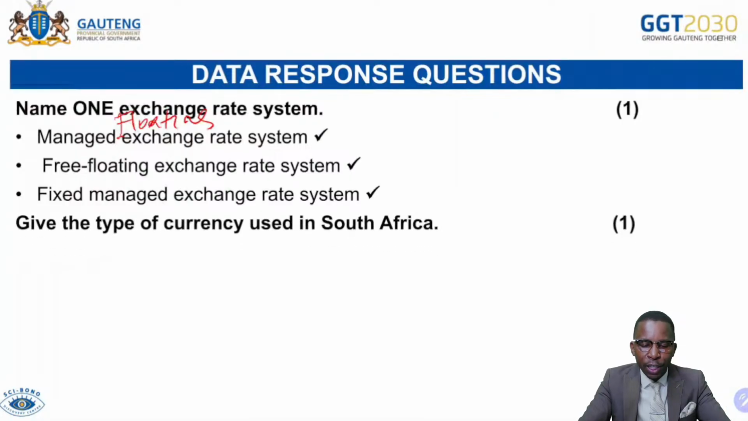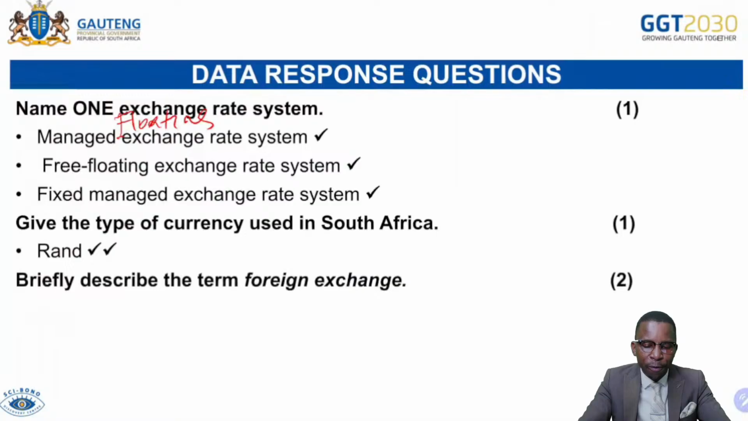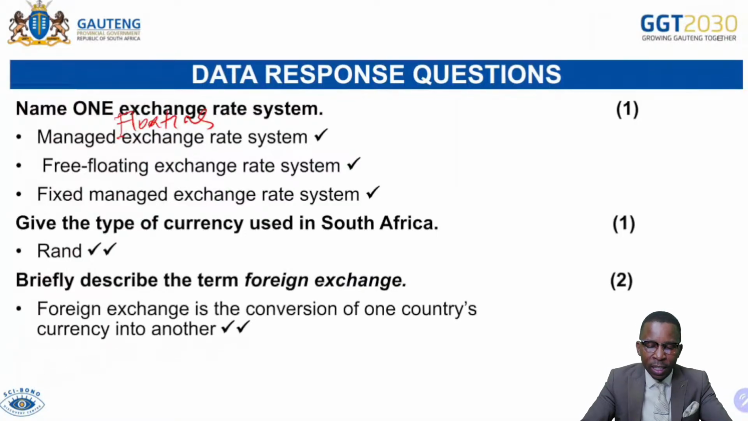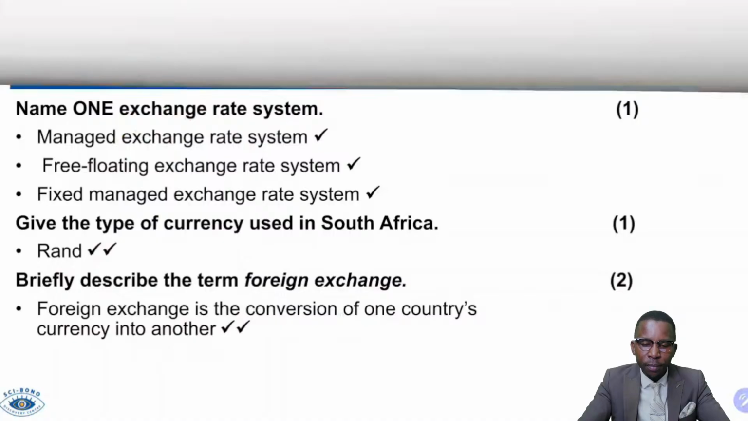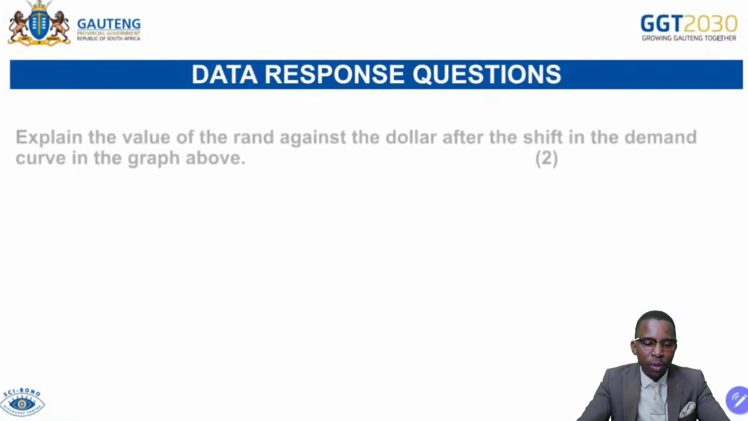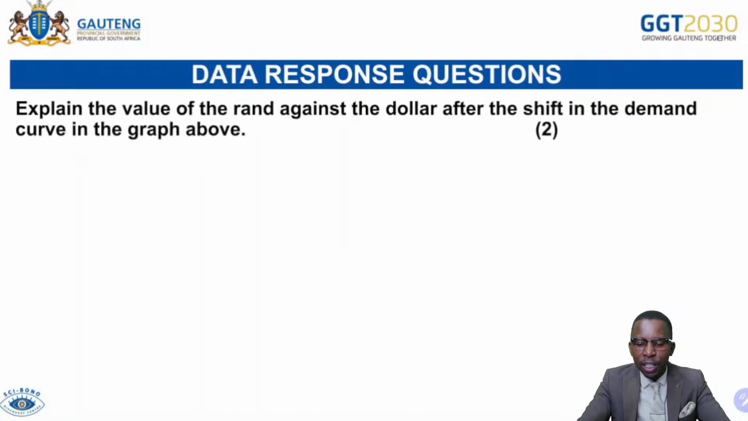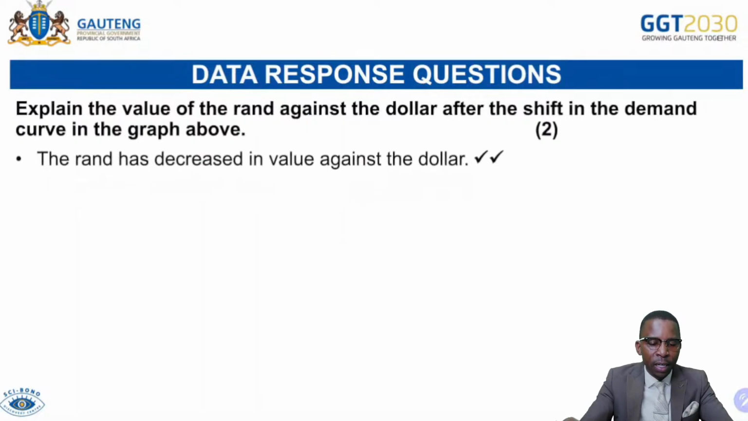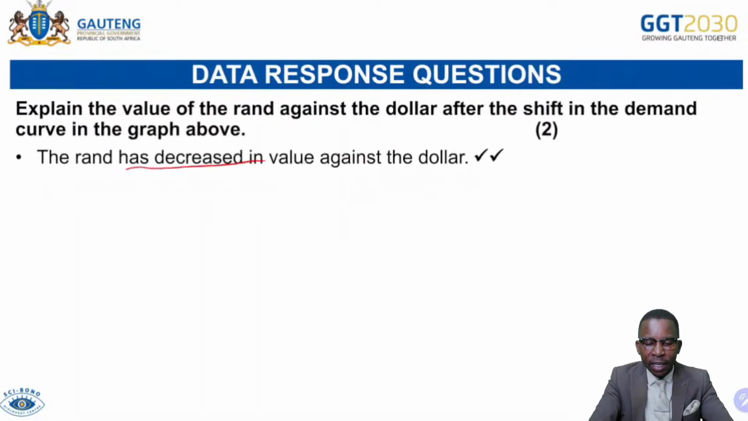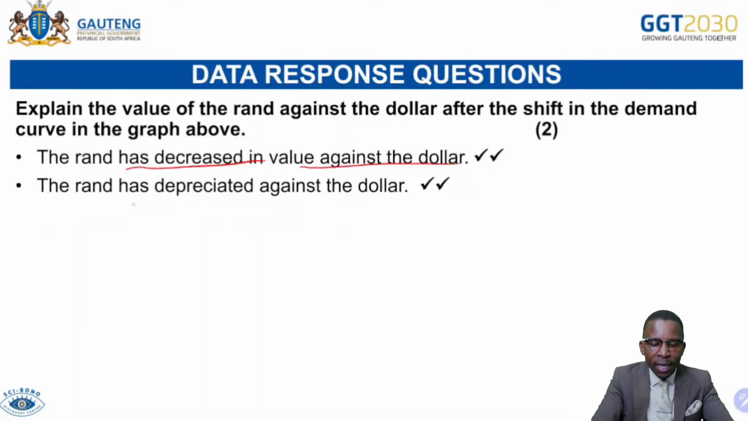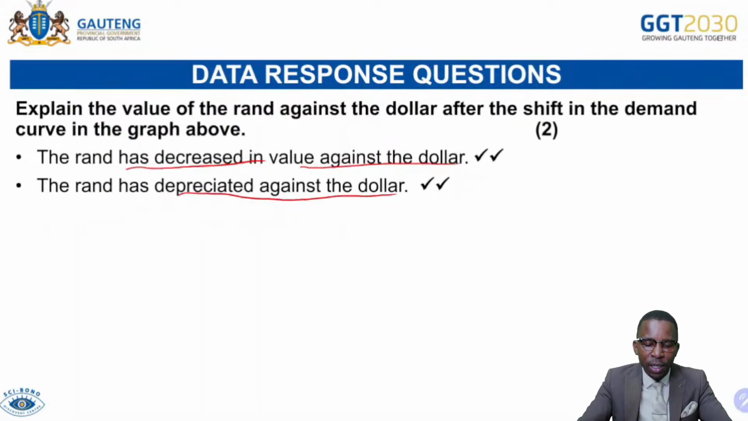Give the type of currency used in South Africa. That's obviously the rand. Then briefly describe the term foreign exchange. So foreign exchange is the conversion of one country's currency into another currency. We continue. Explain the value of the rand against the dollar after the shift of the demand curve in the graph. So the rand has decreased in value against the dollar, meaning it has depreciated. The rand has depreciated against the US dollar.